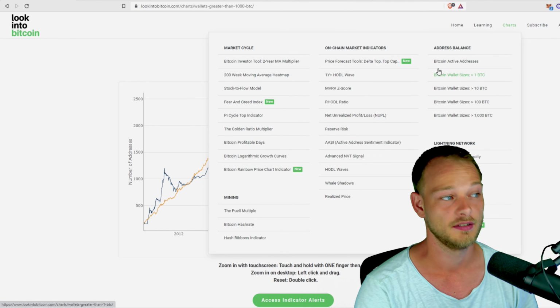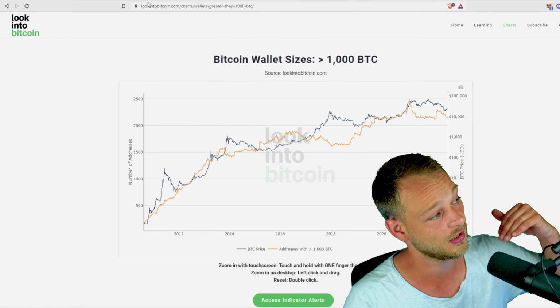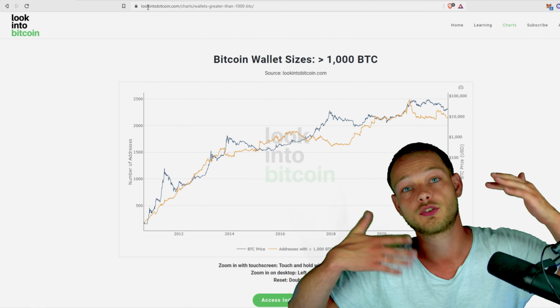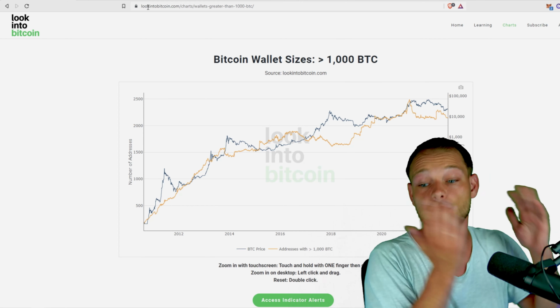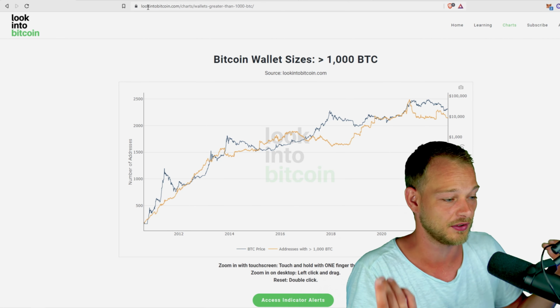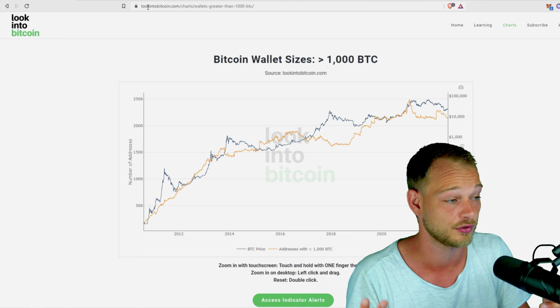Now, the next one that I want to show you, this could be multiple sites, but I'm gonna give you 2, and you can see for yourself which one you like best. You can also use both.